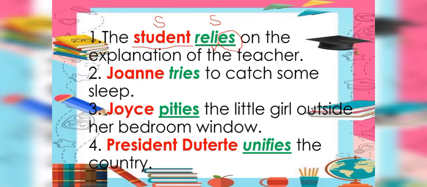Next example, Joanne tries to catch some sleep. Joanne is a singular noun. And tries, this is our verb, and this is also in a singular form of the verb. Another, Joyce pities the little girl outside her bedroom window. Joyce is our singular noun, and the verb we use is also a singular form of the verb.